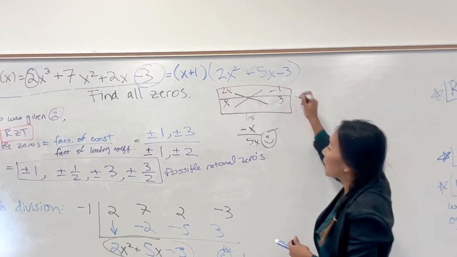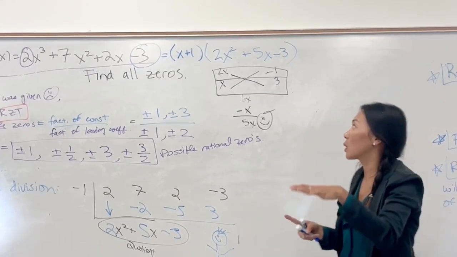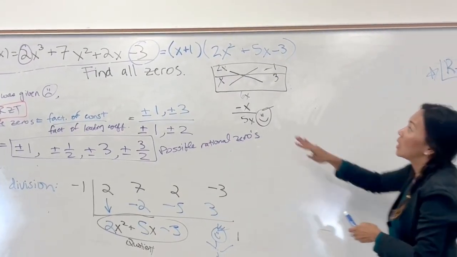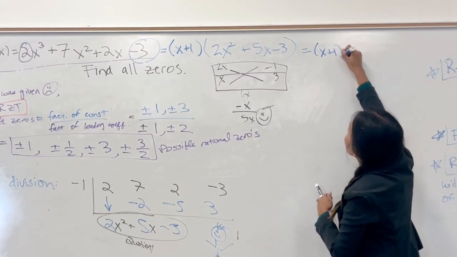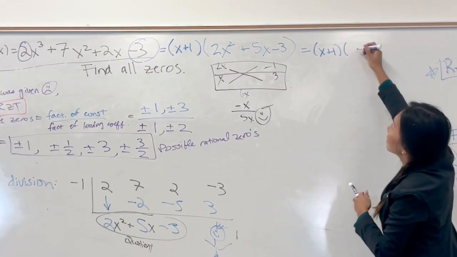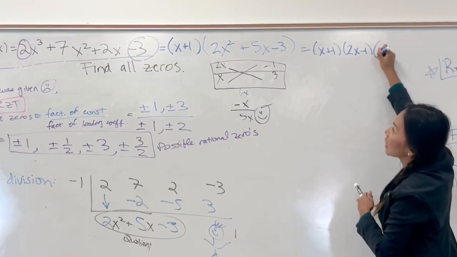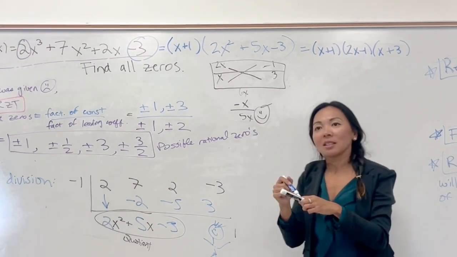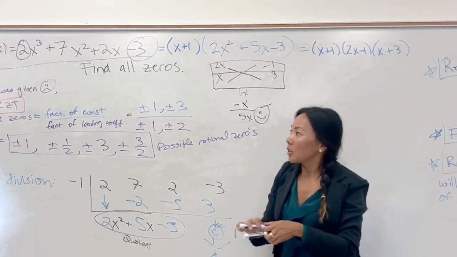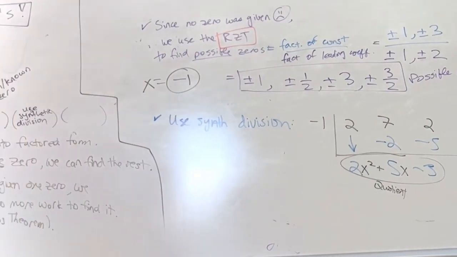If you guys are still fuzzy with factoring, please make sure you visit the Math Success Center or go get tutoring with Andrew, right? So now I'm going to rewrite this as x plus 1 times, how do I write this out? 2x minus 1 times x plus 3. Fully factored. Whew!